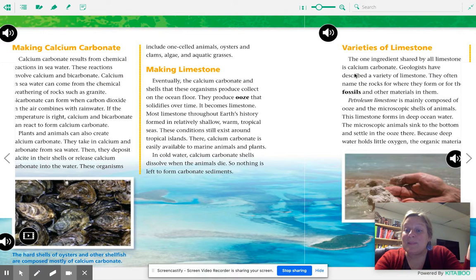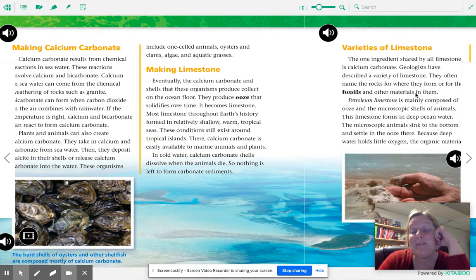The types of limestone. There's more than one type. One ingredient shared by all limestone, again, is calcium carbonate. Geologists have described a variety of limestone. They often name the rocks for where they form, or for the fossils and other minerals in them. Again, taking note about where they form or the fossils is how it's named.